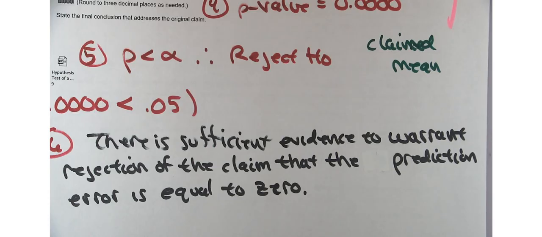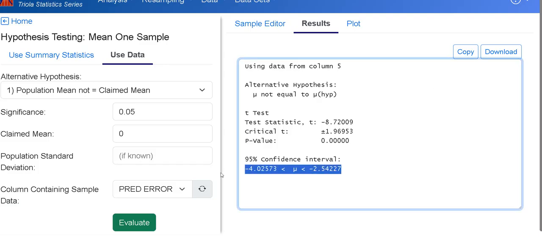Now, there's one more thing that I want to draw your attention to here. In the output from StatDisk, they also gave us a confidence interval. In fact, they gave us a 95% confidence interval, and that's good. So let's take a look at our 95% confidence interval and see what we get. So we'll call it from negative 4.03 to negative 2.54.